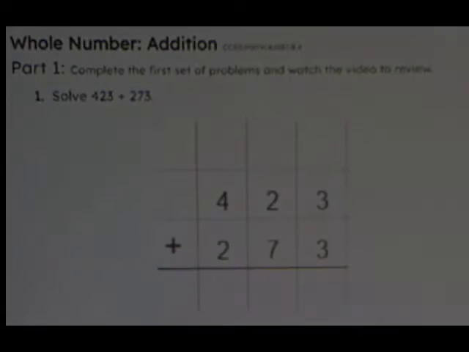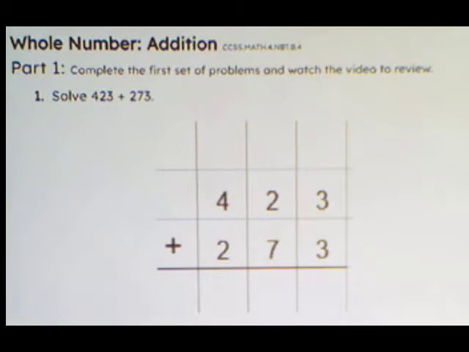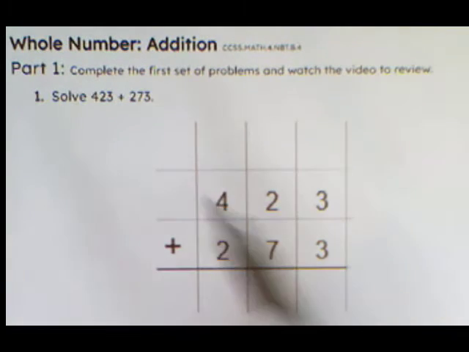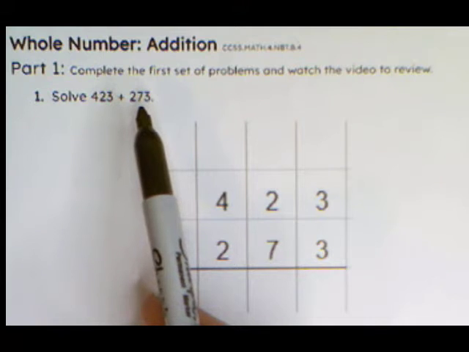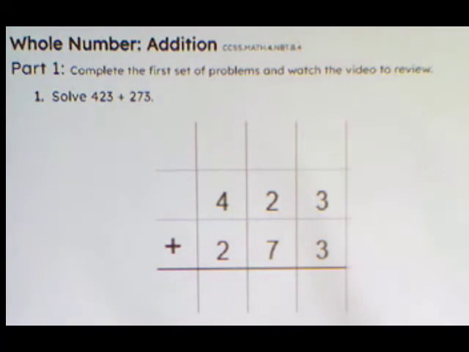Please try problems 1 and 2. In this first problem, we're going to add 423 plus 273. Now, the key to adding is combining each of the different place values together. And whenever you have 10 of one, that gives you one of the next. So 10 ones gives me 1 ten, 10 tens gives me 1 hundred.